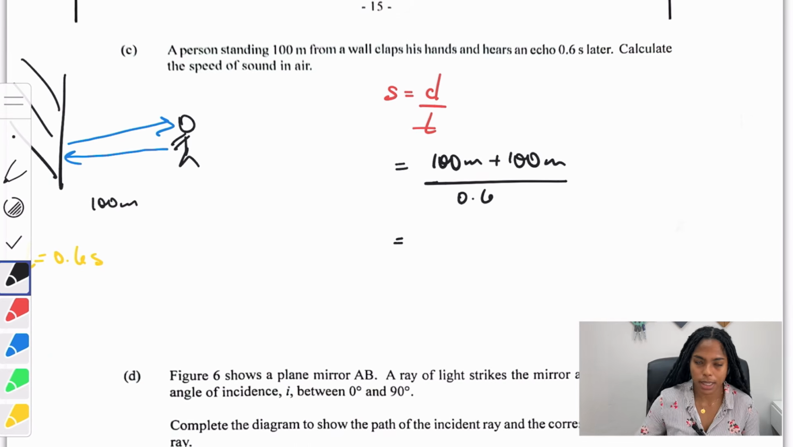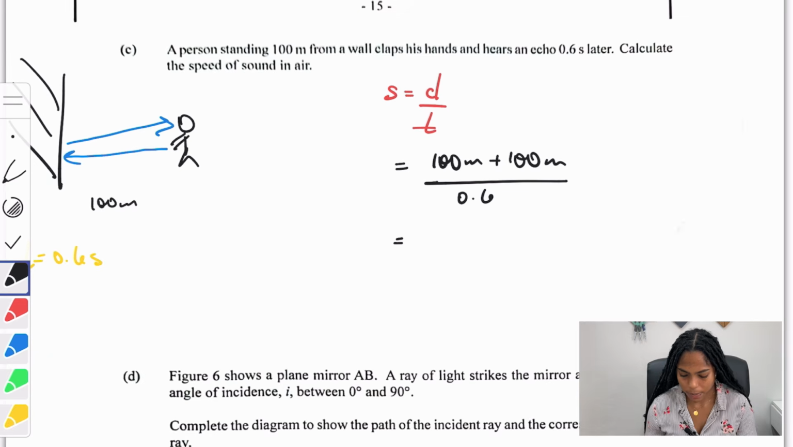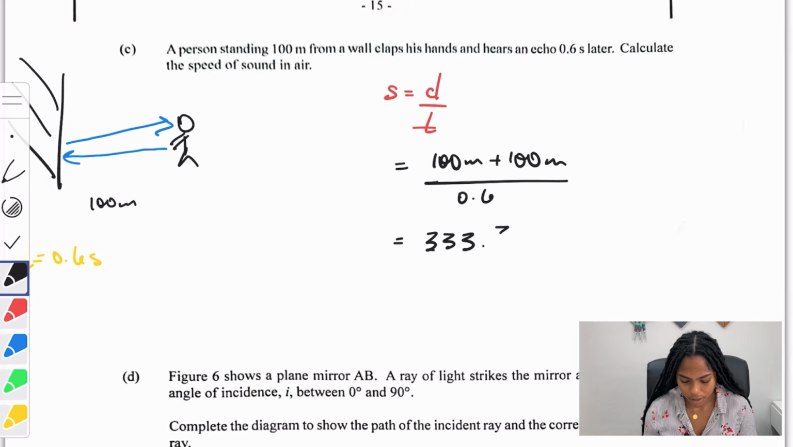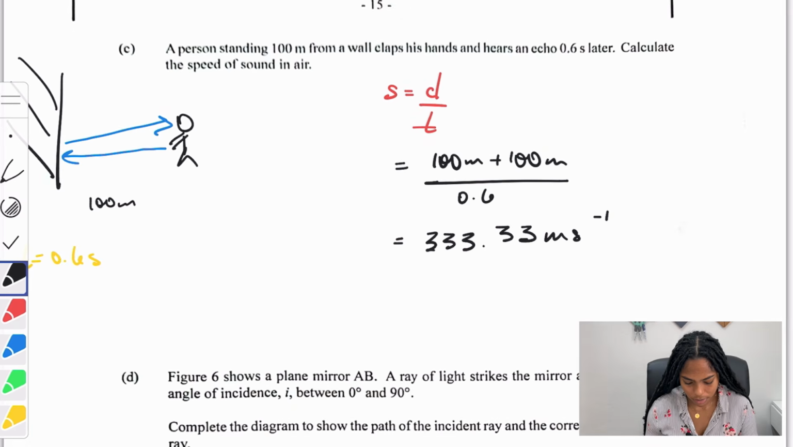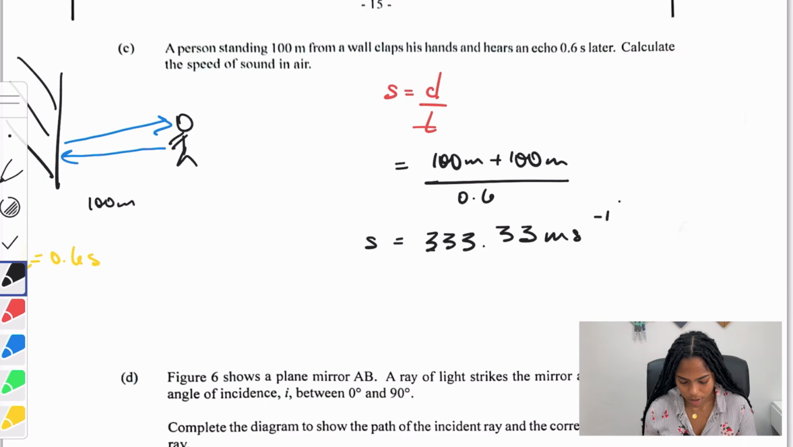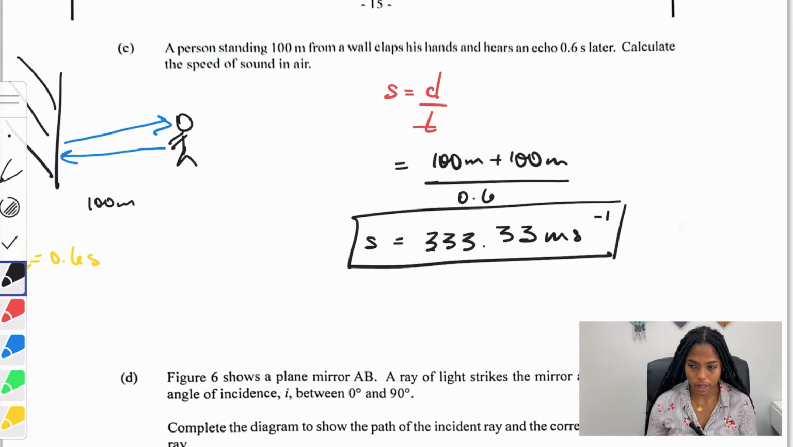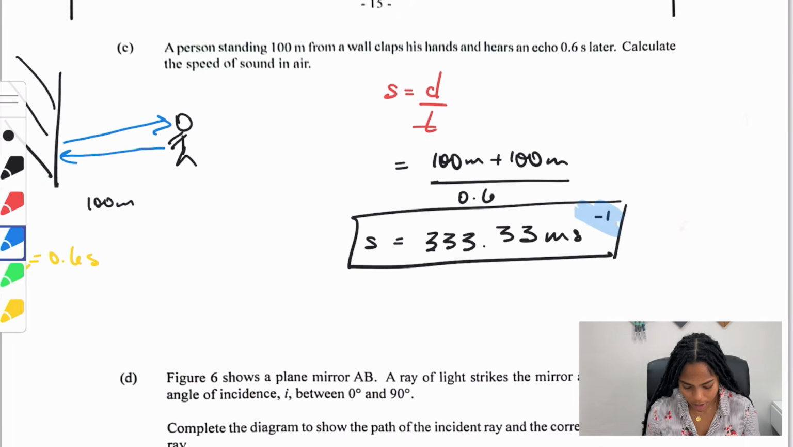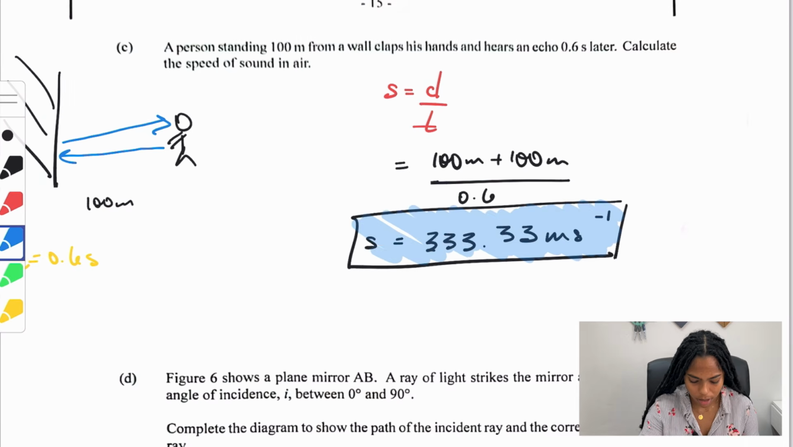So if I put that in my calculator, 200 divided by 0.6, I get 333.33 meters per second, which we could kind of round off to 333 if you like, because that's 333 and a third. I'll just leave it like that. You know, the speed of sound is roughly like 330.